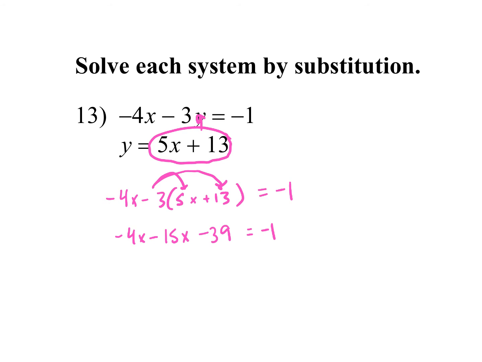What should I do next? Combine like terms. So I have negative 4x minus 15x, which is negative 19x, minus 39 is equal to negative 1. What can I do next? So add 39 to both sides. Then negative 19x is equal to, what's negative 1 plus 39? Or 39 minus 1? 38.